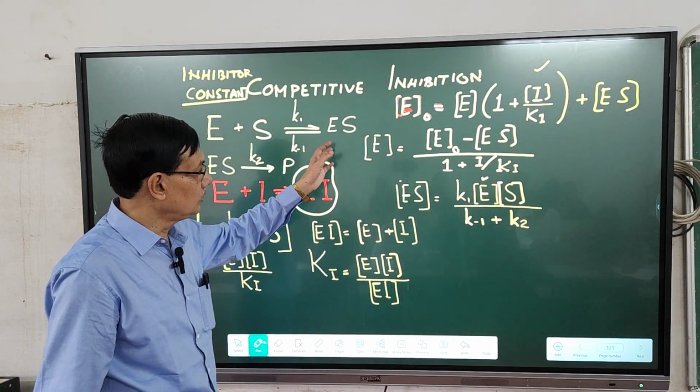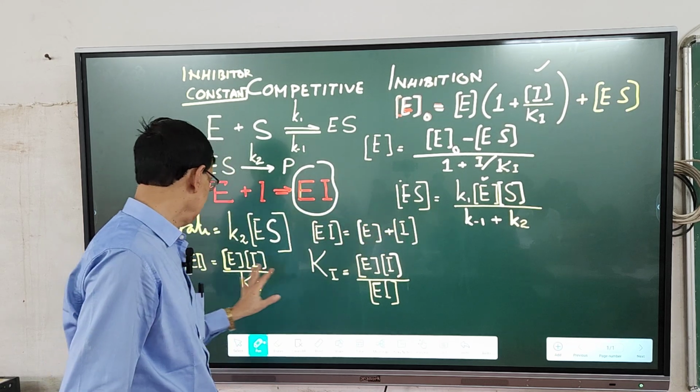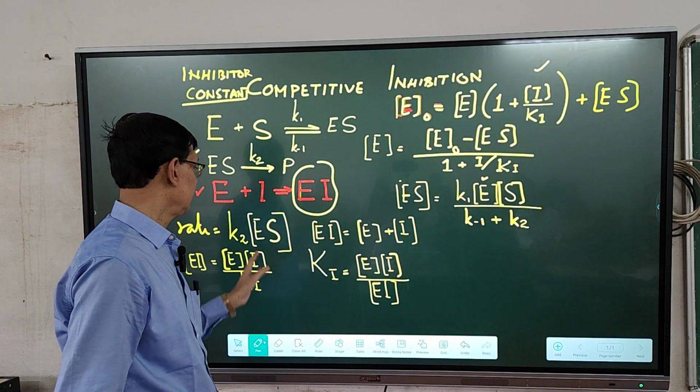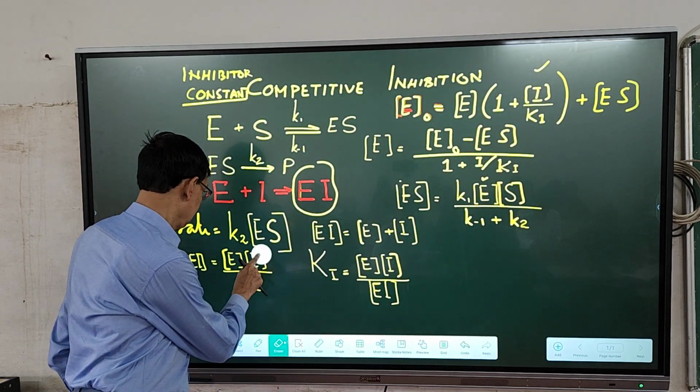So I have to substitute the value of E into our main equation. Then finally I need this rate and other things. So let me erase all these things.